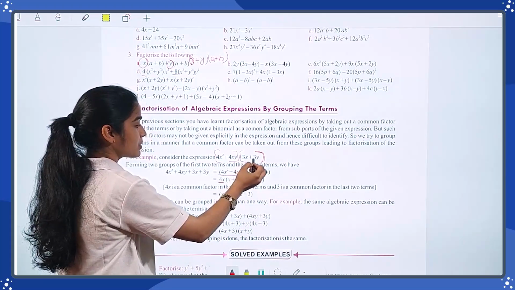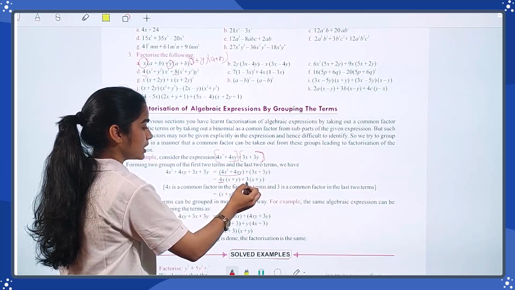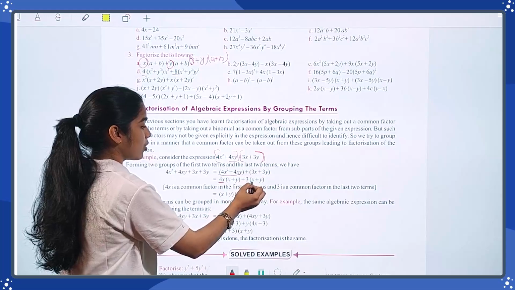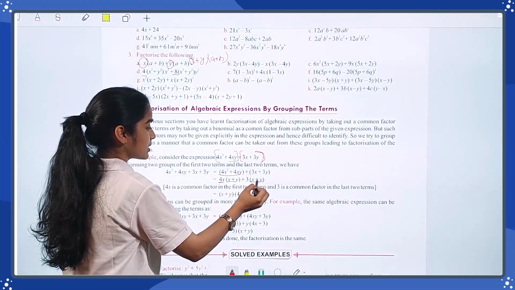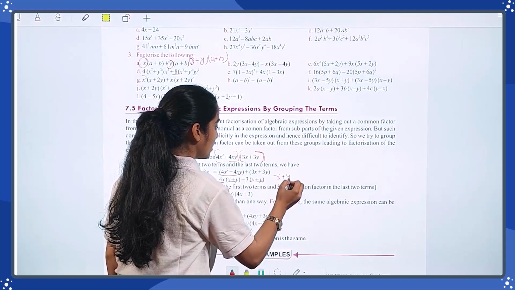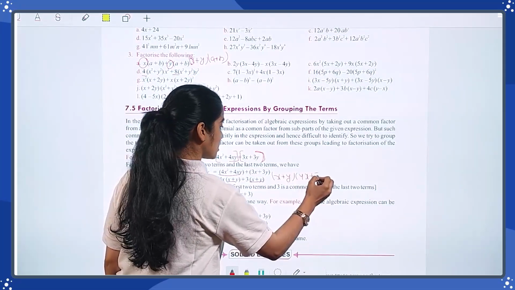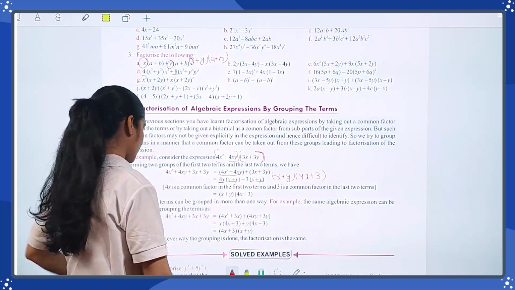The next way 3x plus 3y. So we have to take the common outside, which is 3, and the uncommon in the bracket. So x plus y is common and the number values we have outside the bracket which is 4x plus 3. So this is your final answer.